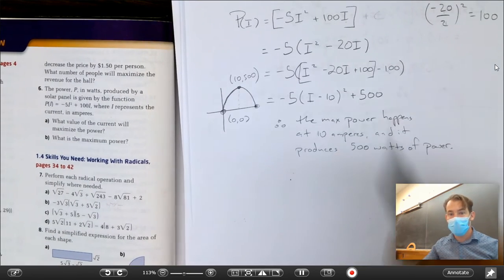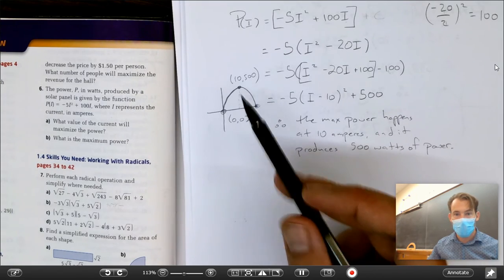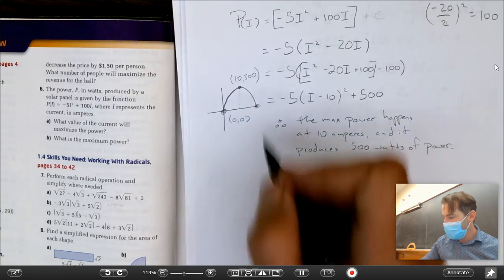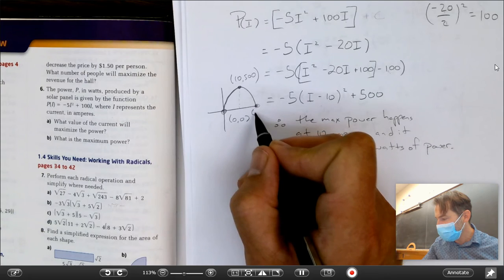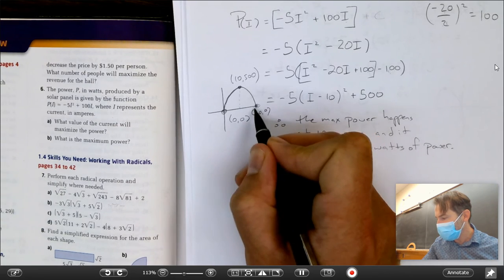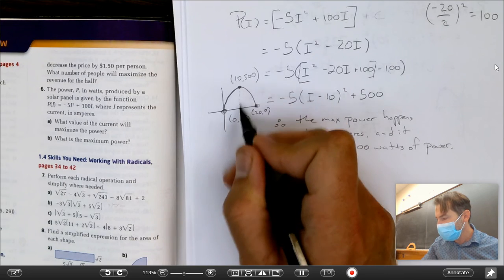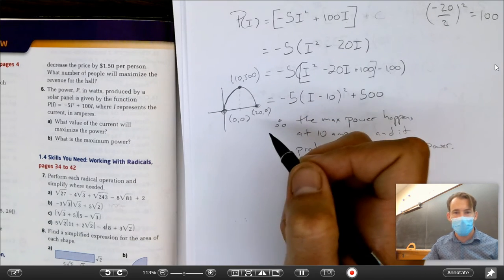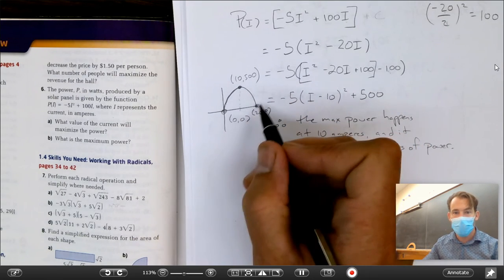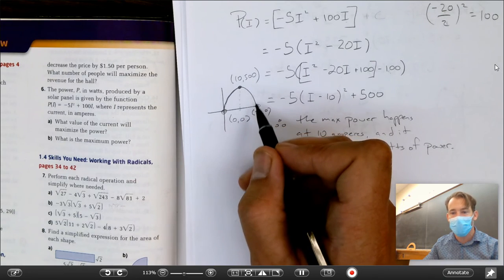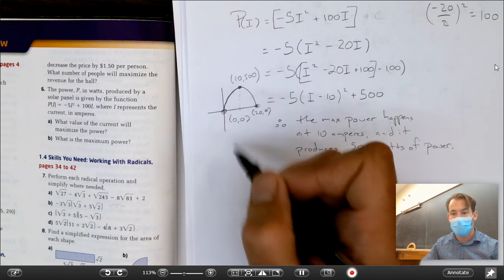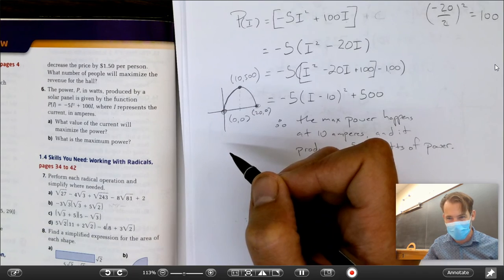So that's how you would use completing the square to find that point. If we had instead factored, we would have found that the other zero is the point 20, 0. And then we would have taken the average of those and found 10. And then we would have said, well, the vertex is right up in there. The reason why you can do that is because these are symmetrical around the vertex, or around that axis of symmetry.